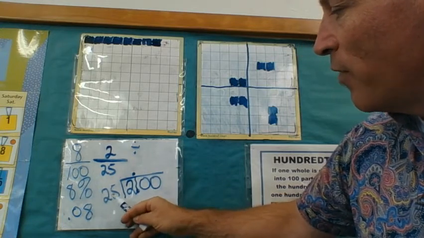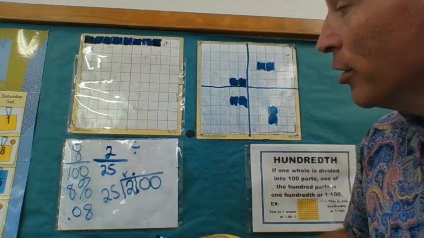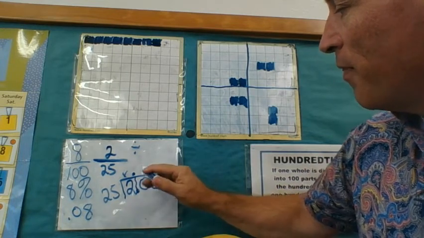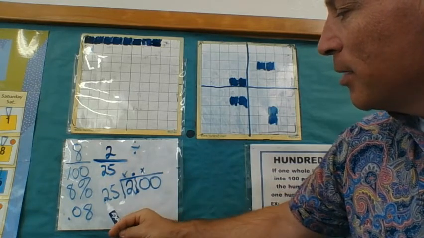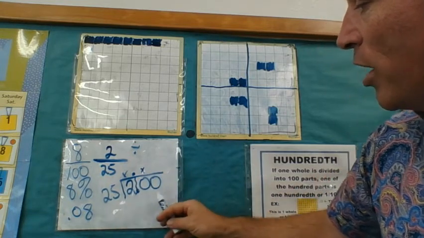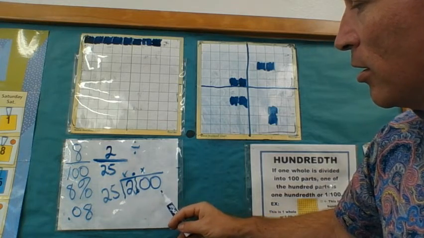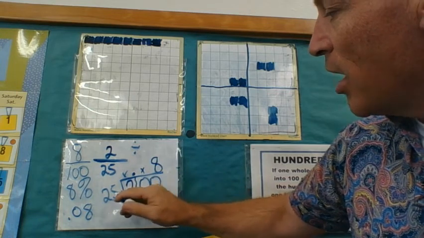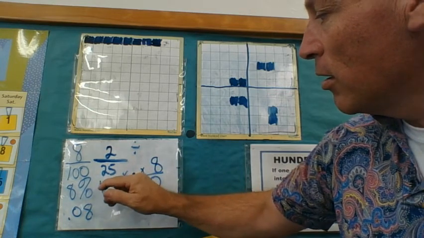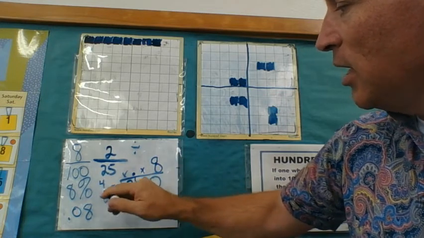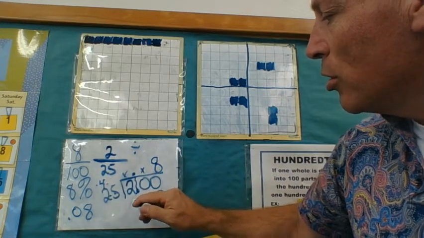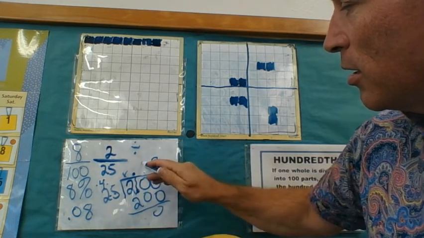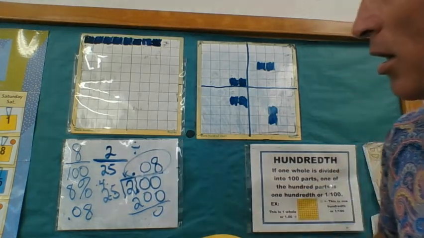How many times does 25 go into 2? That would be none. How many times does 25 go into 20? That would be none. How many times does 25 go into 200? Let's see. 8 times 5 is 40. And 8 times 2 is 16, 17, 18, 19, 20. 8 hundredths.